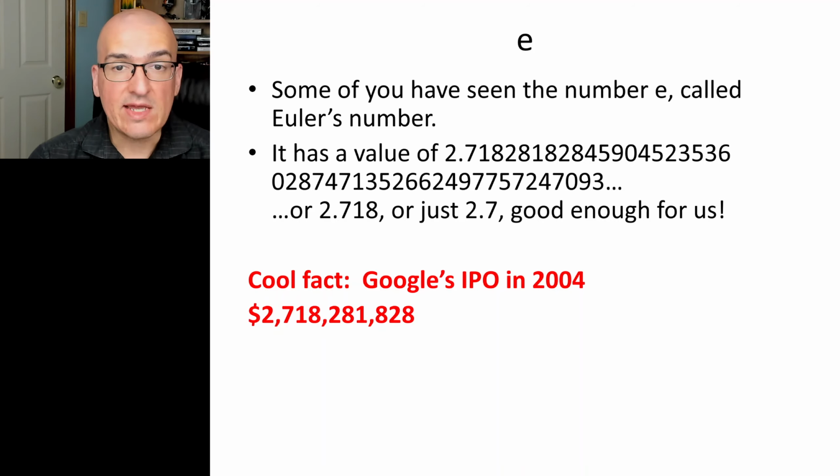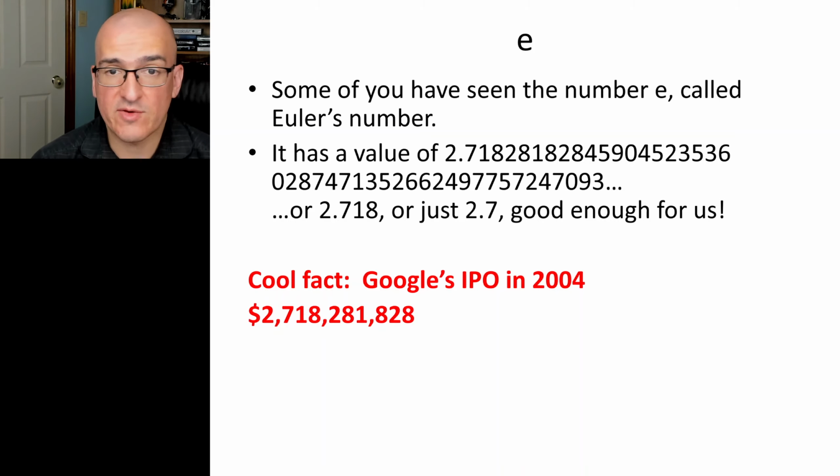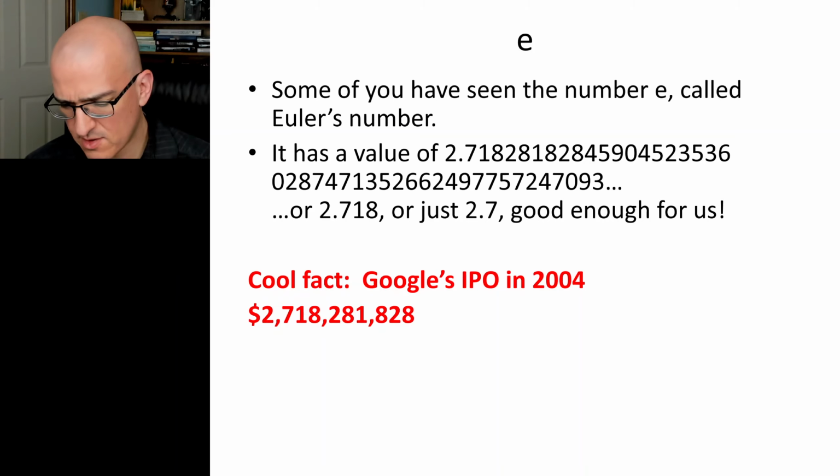Some people really like e. When Google went public in 2004, that was a long time ago, their IPO, initial public offering, was $2.7 billion, and the rest of the digits matched the first few digits of pi, and they really wanted that. They were desperate for that because they're super geeks.